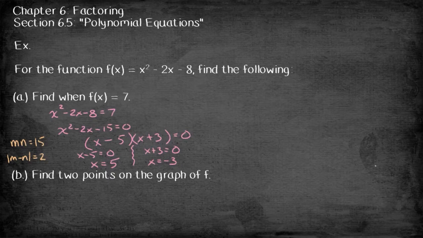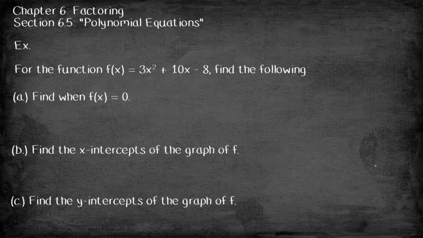So you can take kind of the easy way out for this second part. We know f of x is equal to 7 when x is equal to 5 and when x is equal to -3. So these are 2 points that are on the graph of f. All right, something kind of similar. We want to find when f of x is equal to 0. So that means we take our equation and we set it equal to 0. Surprise, surprise.